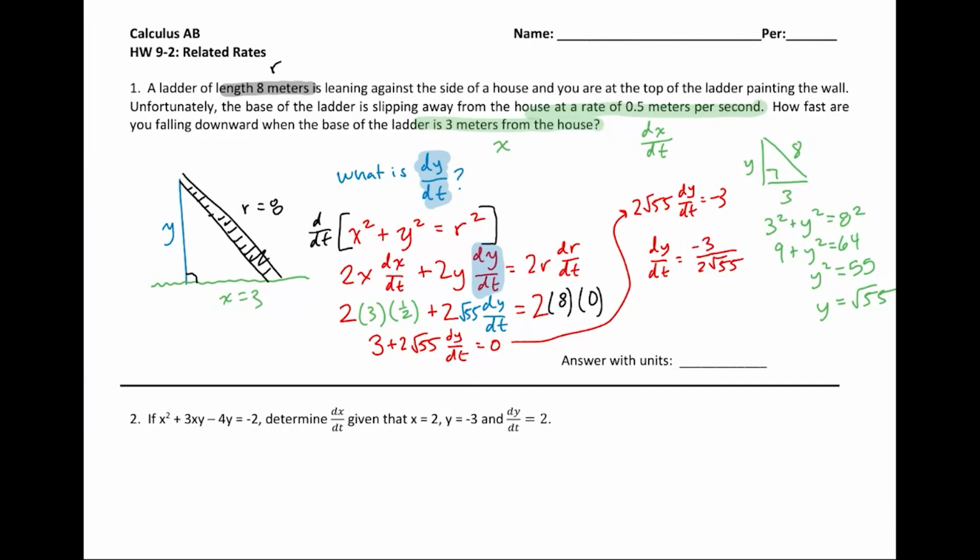Now we should be expecting a negative value here because the height that the ladder is off the ground is getting smaller, right? Because as the base of the ladder moves this way, the top of the ladder is moving down. So away from the wall is going to be the positive direction. Going down towards the ground in the y, that's going to be negative. So the fact that we got a negative number here seems pretty good. And that's going to be our answer. Negative 3 over 2 root 55 meters per second.